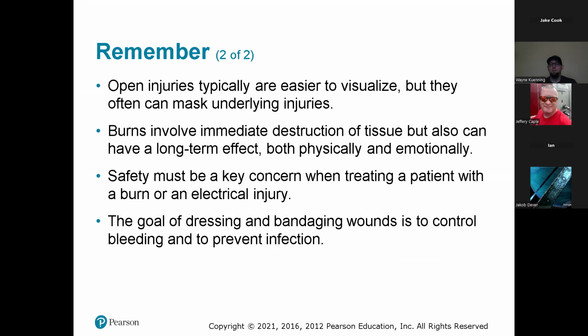Open injuries are the ones that we see. They're easier to visualize. They're even easier to see, like, yep, that's the problem. That's what's broken. We can fix it. But they typically mask underlying injuries.